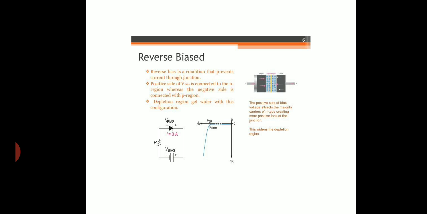So reverse bias prevents current through the junction. That means the depletion layer is larger than in forward bias. Positive side of the bias is connected to the N region, whereas the negative side is connected with P region.